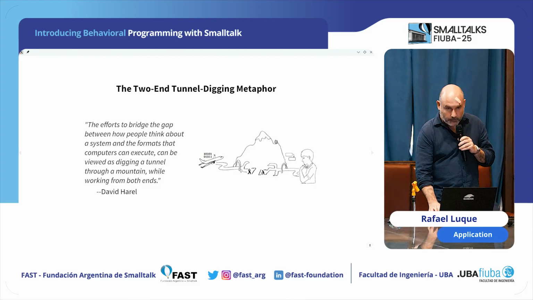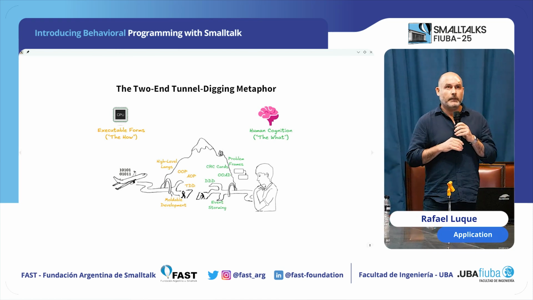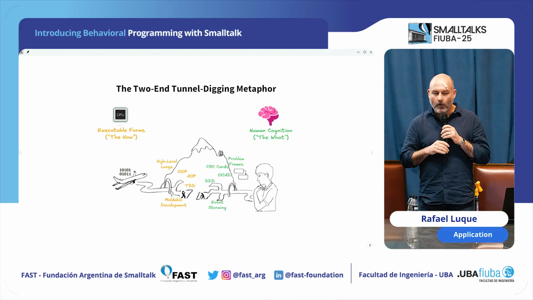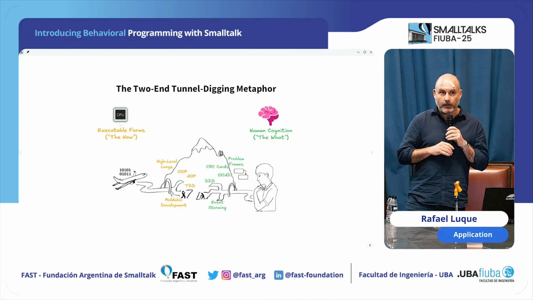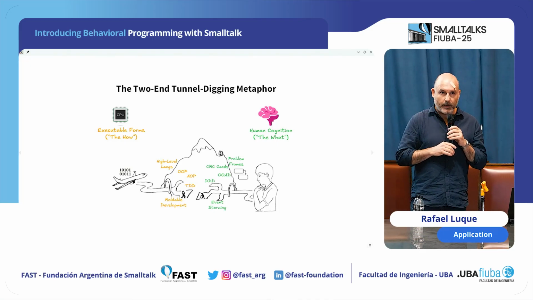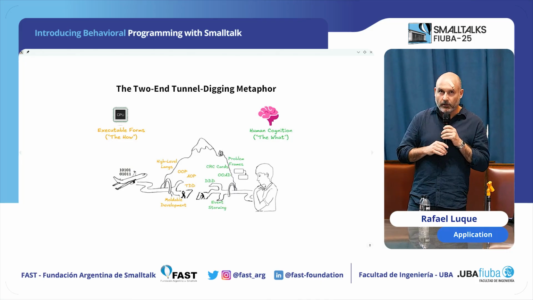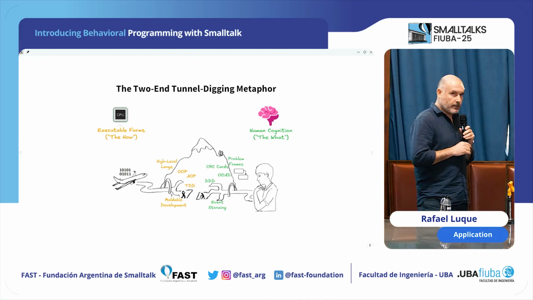On the left side of this mountain, we have the how of the system. That is the form a system we are developing should have in order to be an artifact that can be executed by a machine, a computer. On the right side, we have the human cognition processes. That is the way we think about the what's of the system.